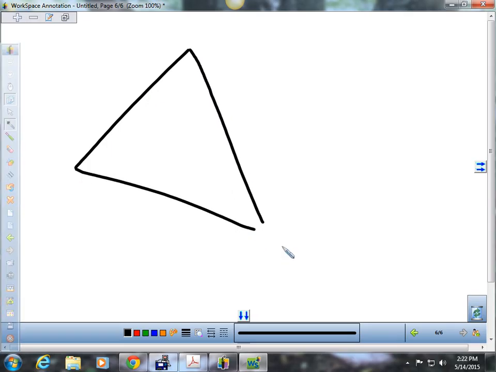A farmer has a field, and he needs to fertilize the field. Obviously, if you fertilize your crops, you get a better harvest. His field's in the shape of a triangle. The sides are 75 yards by 83 yards by 102 yards, roughly.